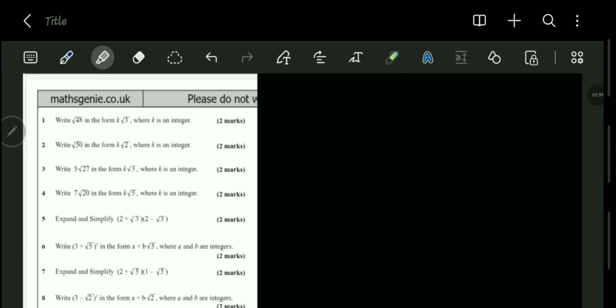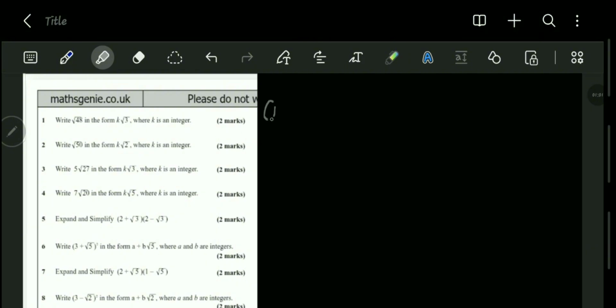So question 1, we are asked to write surd 48 in the form of k surd 3, where k is an integer. Now an integer is a whole number, right? That is, an integer is not a decimal number, it's a whole number. We have to simplify this surd 48 in this form. Are you with me? Alright, and that question is just for 2 marks, very cheap.